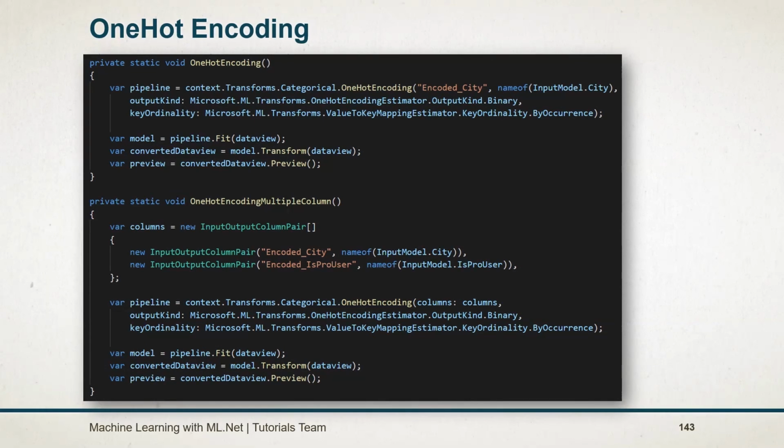OneHotEncoding is commonly used with categorical data. It generates the key for the value first and then uses the key to generate the vector representation. Using the output kind, we can specify how the vector will be generated. If you select just key, then it will generate the key column only. Here are the examples that we have created. In the first example, we have generated the one hot encoding for the city column. We have used binary for the output kind. In the second example, we have generated the one hot encoding on multiple columns. For this, we need to pass an array of input-output column pairs. Stay tuned for the next session.